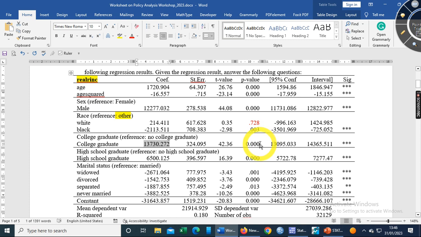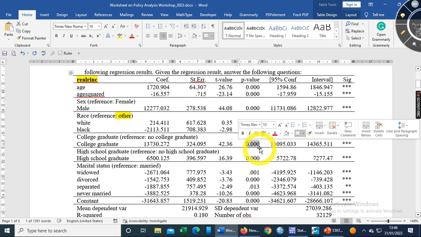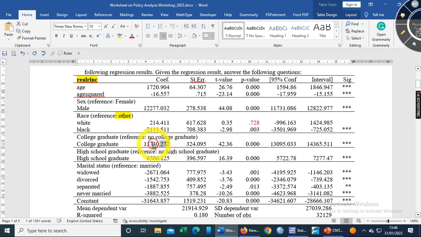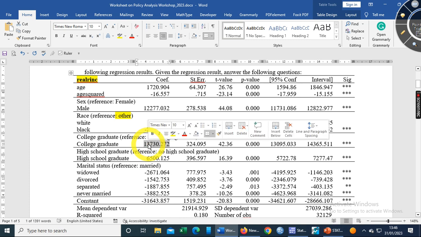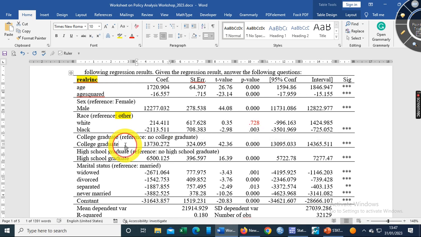But first you have to see whether it is statistically significant. Here the p-value is less than 0.05, therefore this coefficient is statistically significant. What does that mean? The income earned by an individual who is a college graduate is higher by $13,730.272 on average when we compare it with individuals who are not college graduates.